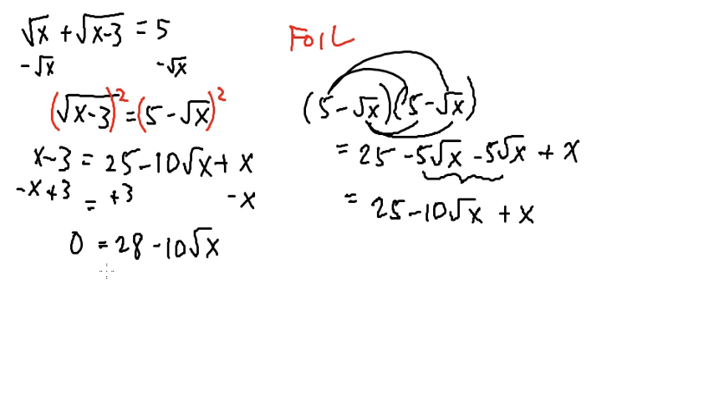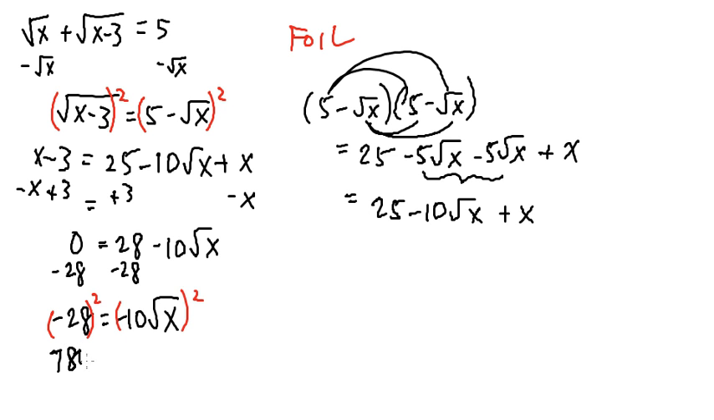Now, technically, I should isolate this radical. So I'm going to move this 28 back to the other side. So then you get negative 28 equals negative 10 root x. You could divide both sides by negative 10 and then square both sides, or you could square both sides, and I'm lazy, so I'm just going to square both sides right now. On the left-hand side, 28 squared, I have to do it on a calculator, is 784.